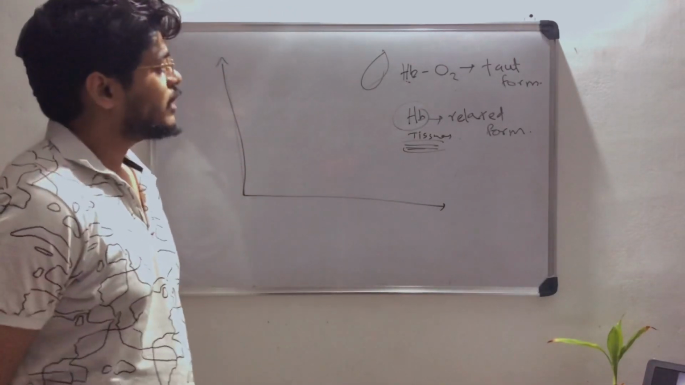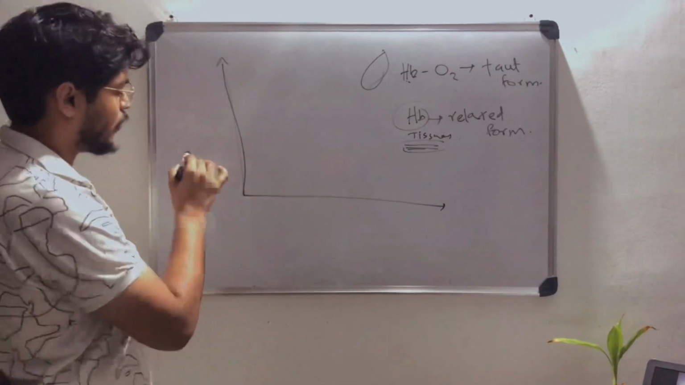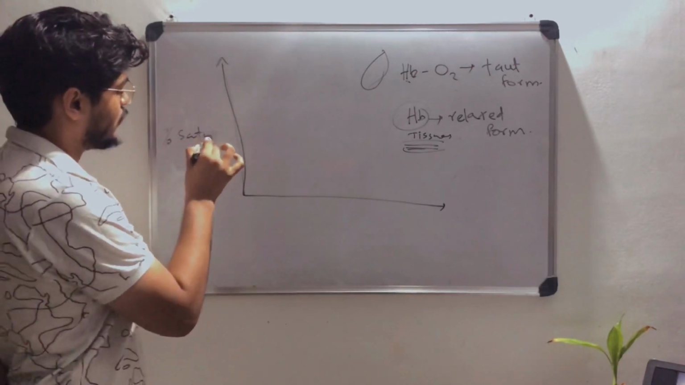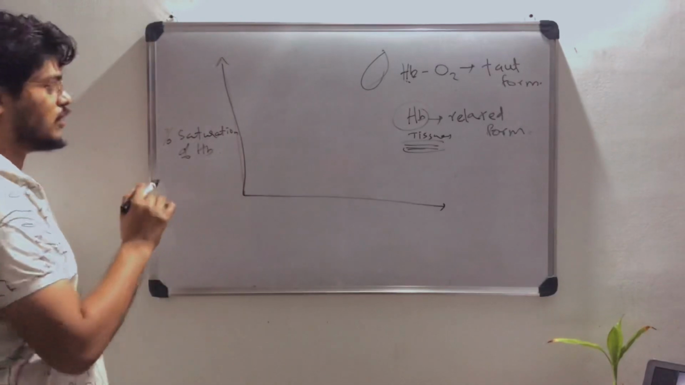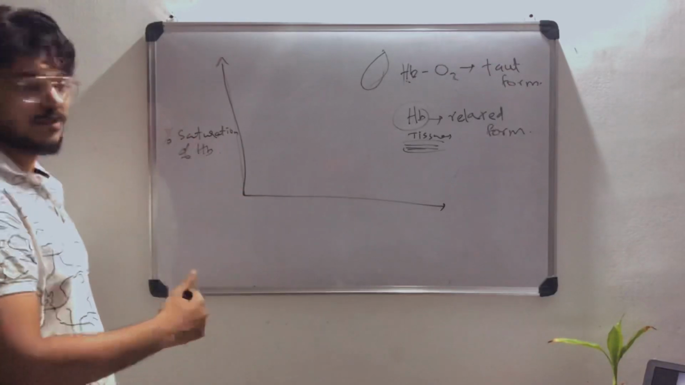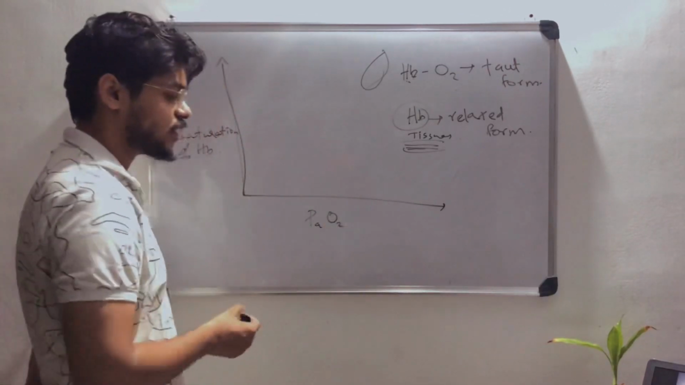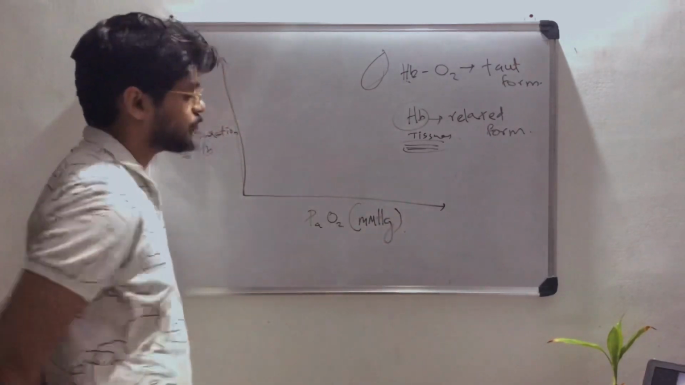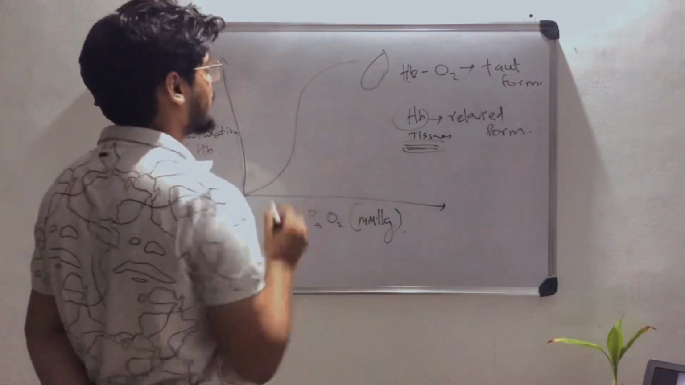Okay, that's there. Now we have to plot this graph for the hemoglobin dissociation curve. Let's say here it is percentage saturation of hemoglobin. That means how much hemoglobin from the total amount of hemoglobin is bound to oxygen, right? And here we denote PaO2, that is partial pressure of oxygen, and we represent it in mmHg. Okay, so the graph is sigmoid shaped, an S-shaped curve.